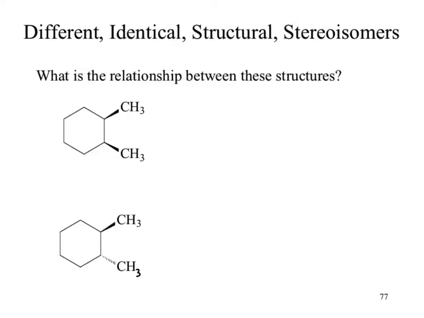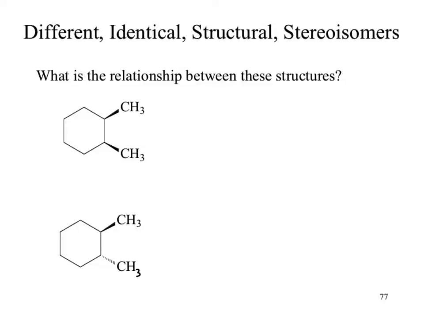Where are the methyl groups located in this structure relative to the ring? They're both coming out. Okay? Also said, same side. Look at the bottom structure. Where are they? Opposite sides. Where have we referenced same and opposite before?